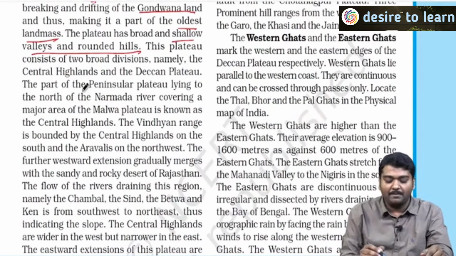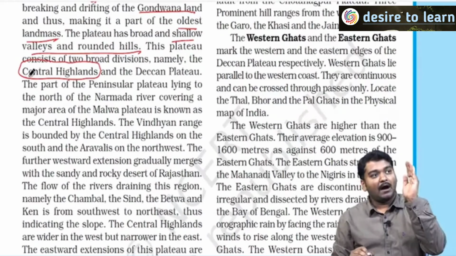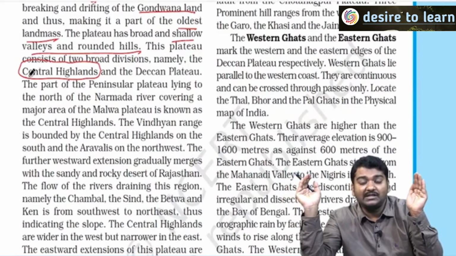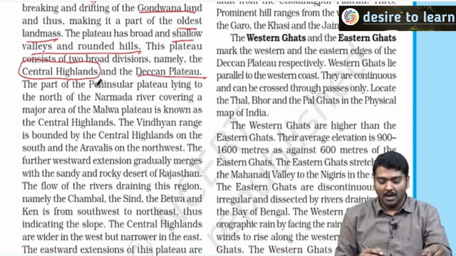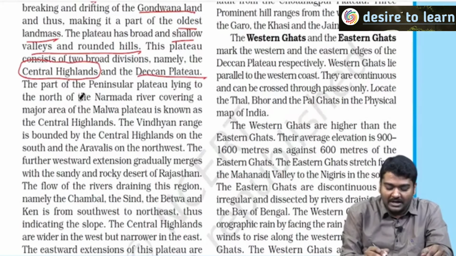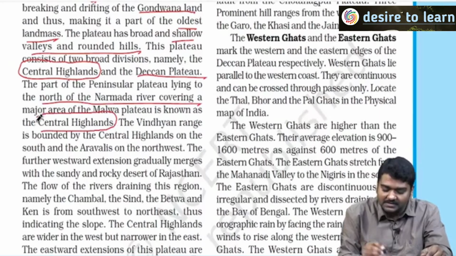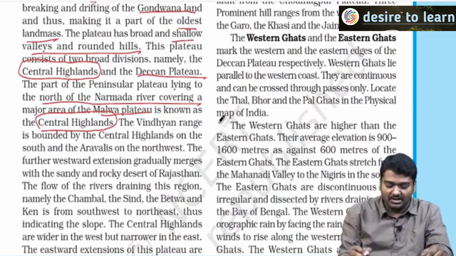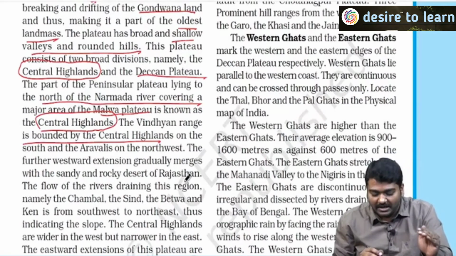And this plateau can be divided into central highlands, that is Aravallis, Rajasthan, to Bihar or Jharkhand. We call central highlands. Below that we call it as Deccan Plateau. The part of the peninsular plateau lying to the north of Narmada river is called as Central Highlands, where majority of Malwa Plateau is present. The Vindhyan region is bounded by Central Highlands, and then below this what you get is actually the Deccan Plateau.